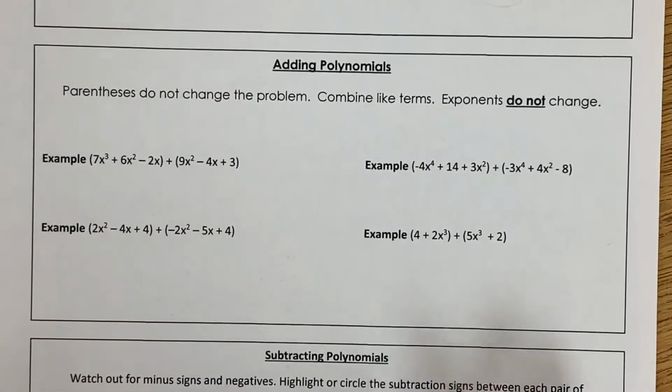So now we're going to be adding polynomials. When we add polynomials, we combine things that have like terms. Like terms is based on their letters and their exponents. I use different shapes to determine different exponents.